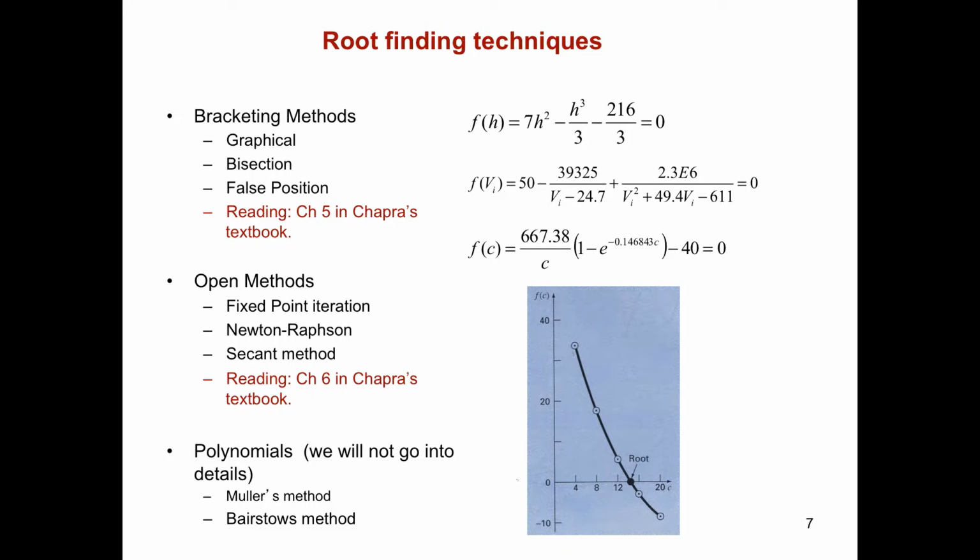Okay? So my root finding techniques, there will be a number of them. First section will be so-called bracketing methods, graphical, bisection and false position. Those are in chapter 5 in the textbook. And then there's open methods, fixed point iteration, Newton Raphson and secant. Those are sort of the most popular ones, especially Newton Raphson. And those are covered in chapter 6 in the textbook.